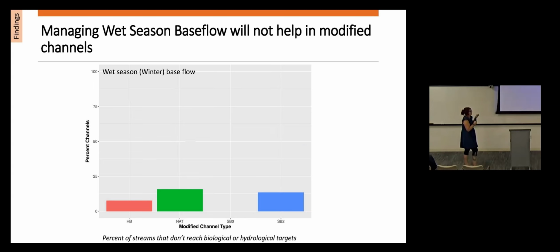Just as a contrast, looking at the wet season base flow, the percent of channels within this category was much lower. So we don't think managing wet season flow is actually going to help much in modified streams.